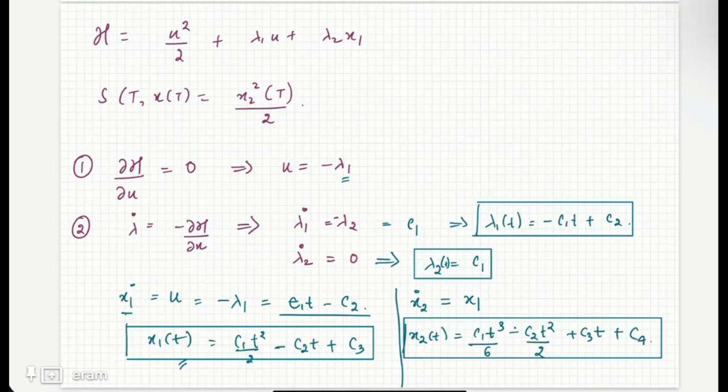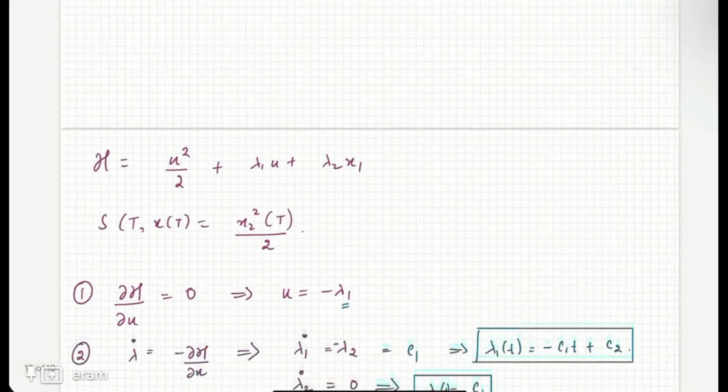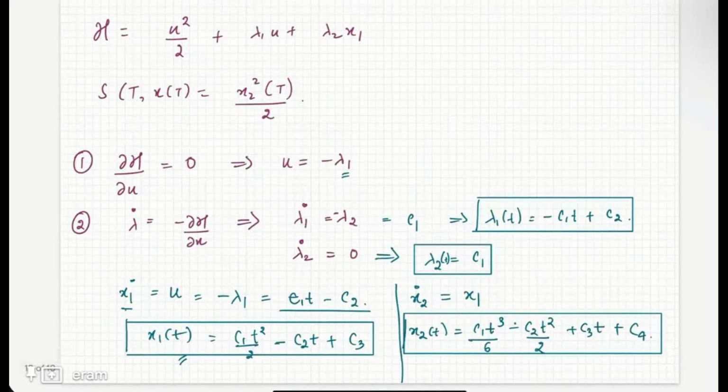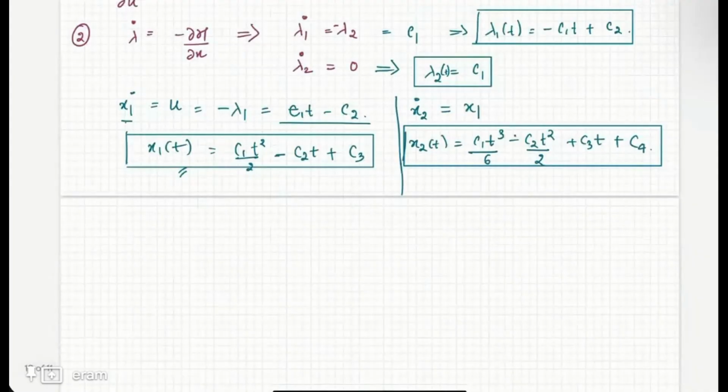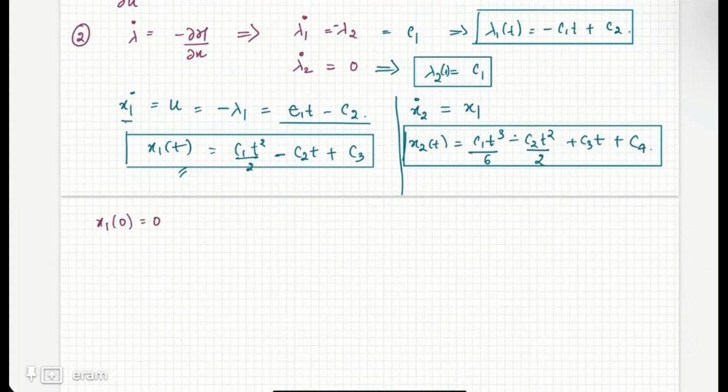Okay, but how can we solve these four constants? For that we need to analyze the boundary conditions. So two boundary conditions we have that would allow us to solve for two constants, but we need an extra two conditions in order to solve the other two constants. So the first condition is given to us: x1 at 0 is 0 and x2 at 0 is 1.